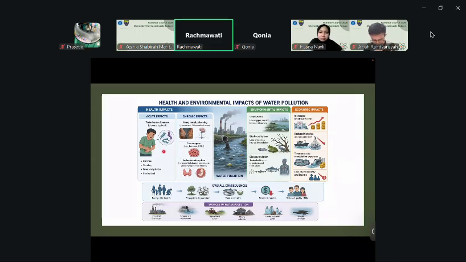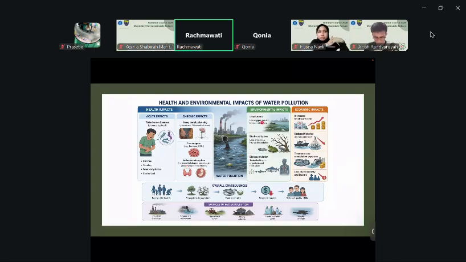But probably some contain carcinogenic chemicals like benzene or others, or heavy metal poisoning. Or some probably influence endocrine disruption, the hormones in our body. We also don't want that. We don't want to be sick because of unhealthy water.